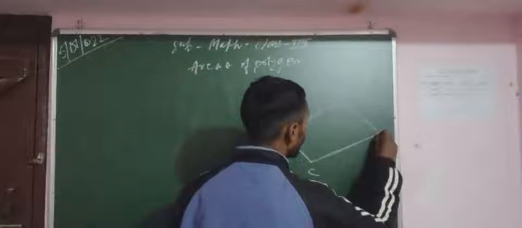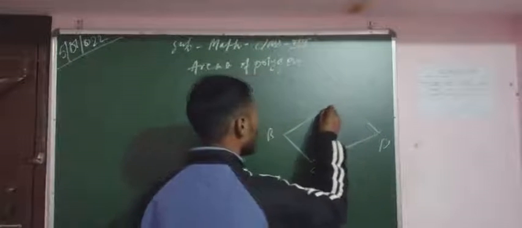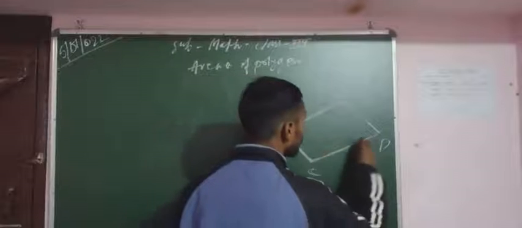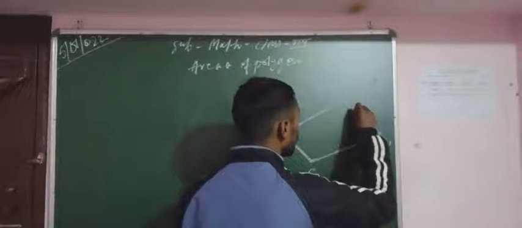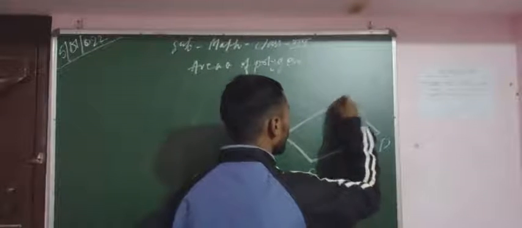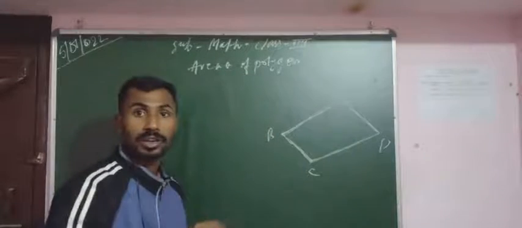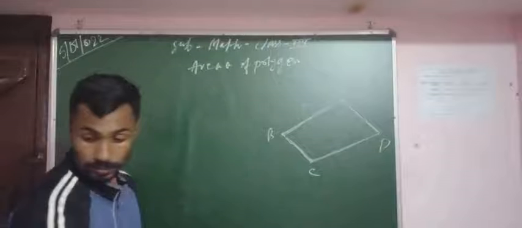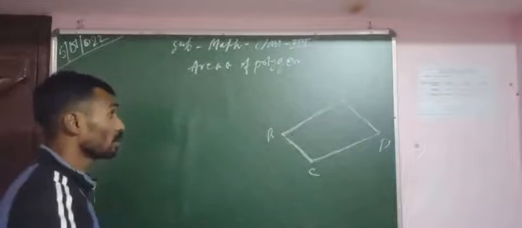It's an irregular polygon, because angles and sides are not equal. So we can say that it's an irregular polygon. How will we calculate the area of such kinds of polygon? First of all, we have the basic formulas.